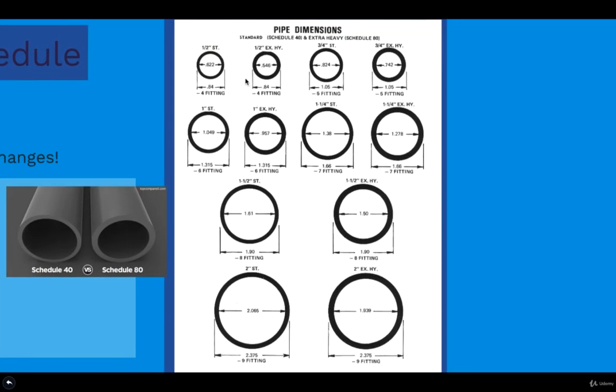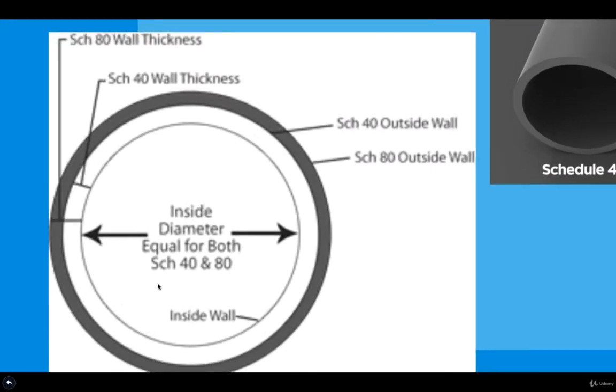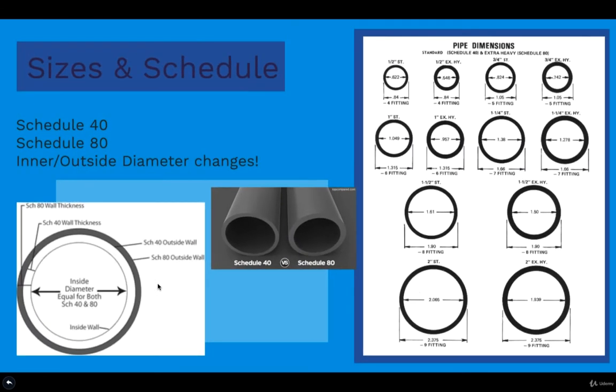Now let me review this right here. Pipe dimensions: 1/2 inch, 3/4, 1 inch, 2 inch, and so on. Go back. Okay, perfect.